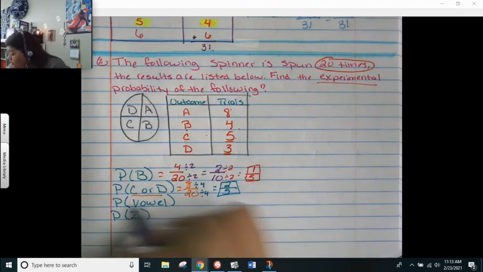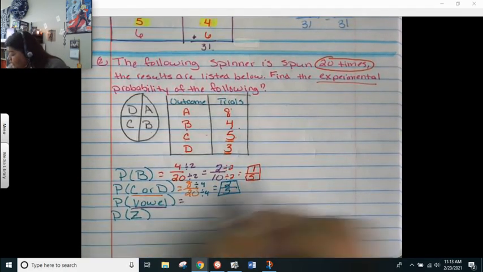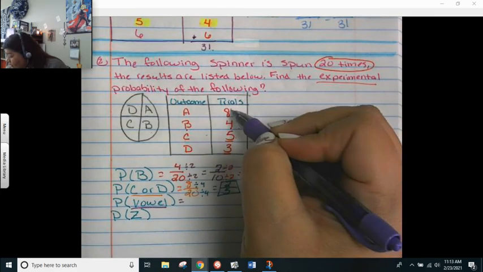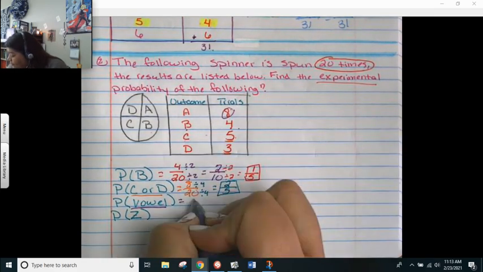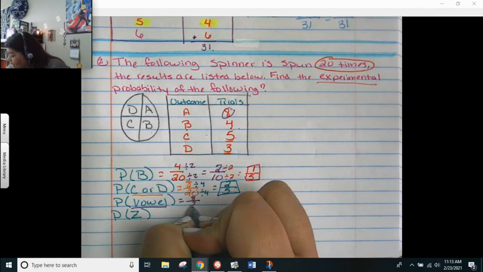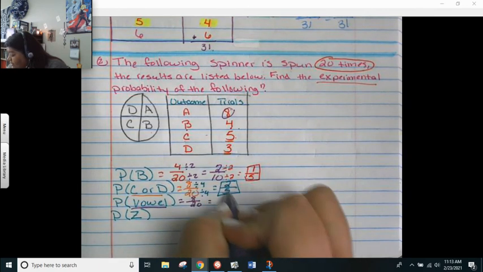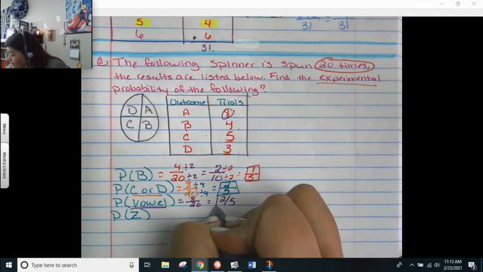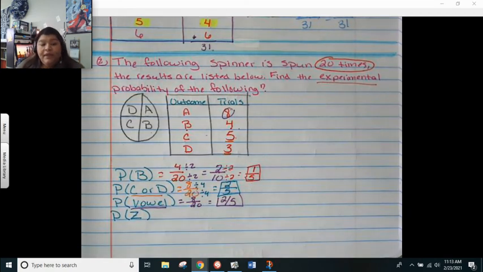Next one is our vowel. So look at your trials. A is my only vowel, and there's 8 of them. Oh, look at that. I already did this one. I know 8 out of 20 is 2 out of 5. So the only vowel was A, and there were 8 times that I landed on A out of 20. So 8 out of 20 reduces down to 2 out of 5.